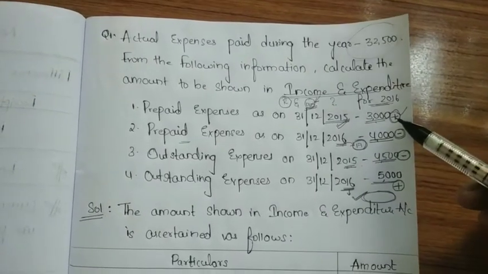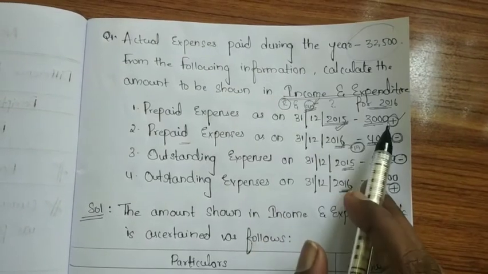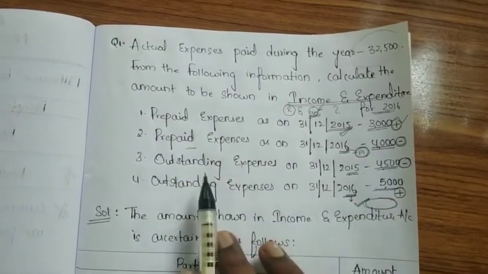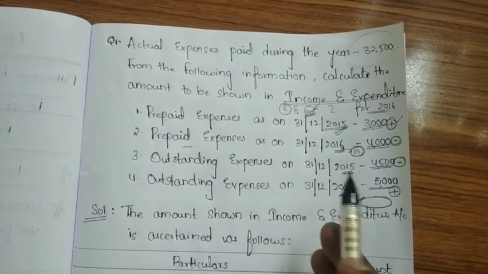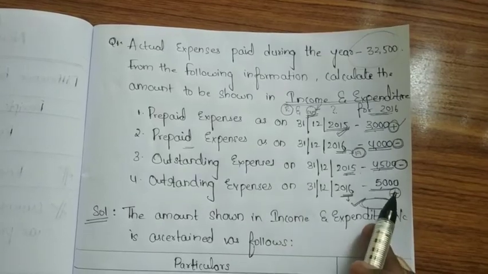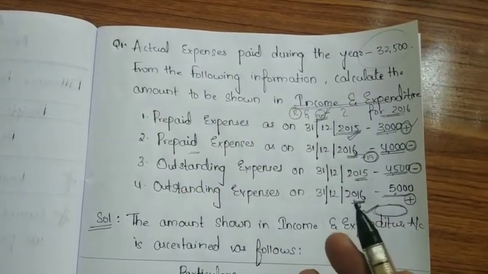So what are the things to be added? If it is a prepaid expense paid in the previous year, we have to add. If the prepaid expense is paid in the same year, we have to deduct. Outstanding expenses paid in the previous year, we have to deduct, and outstanding expenses paid in the current year, we have to add. So remember this provision so that it will be easy for doing the questions in the future.